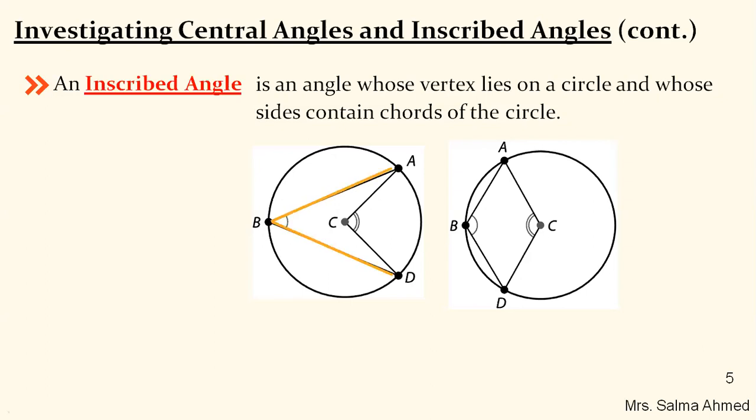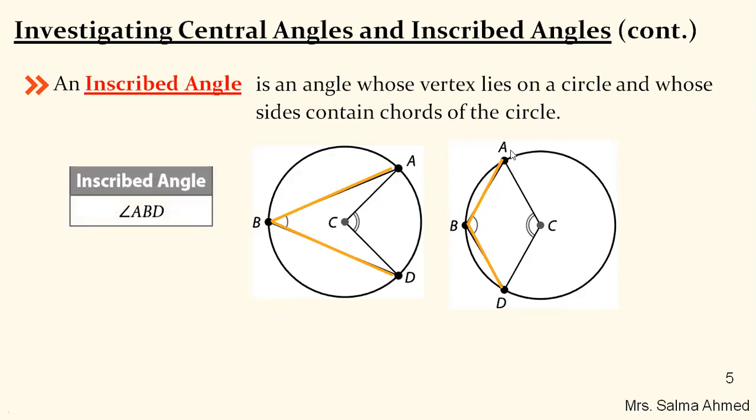So here we have angle ABD, or we can call it DBA. Here I have the same idea. I have 2 chords, so it is formed from 2 chords, and the angle between them, or the included angle, is called an inscribed angle. So here we have ABD or BDA as an inscribed angle.